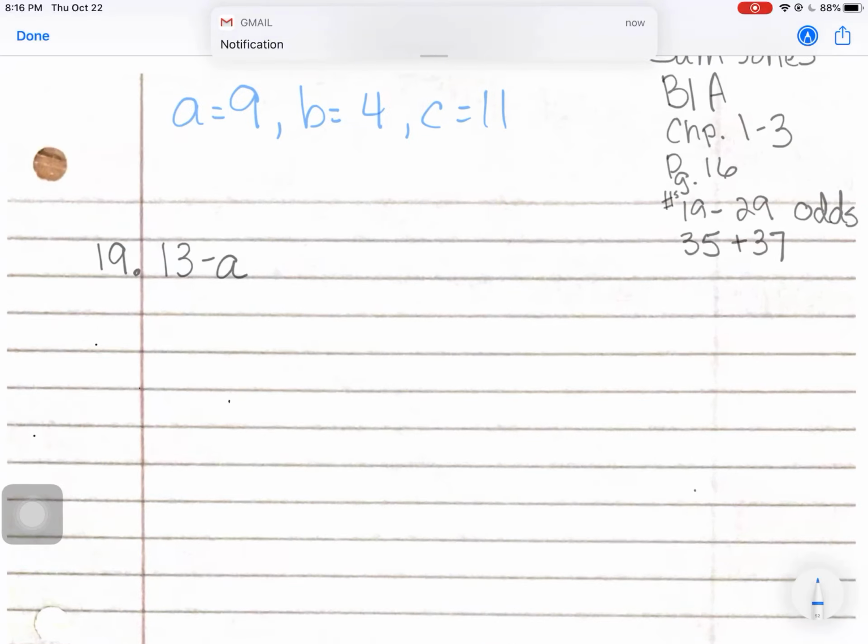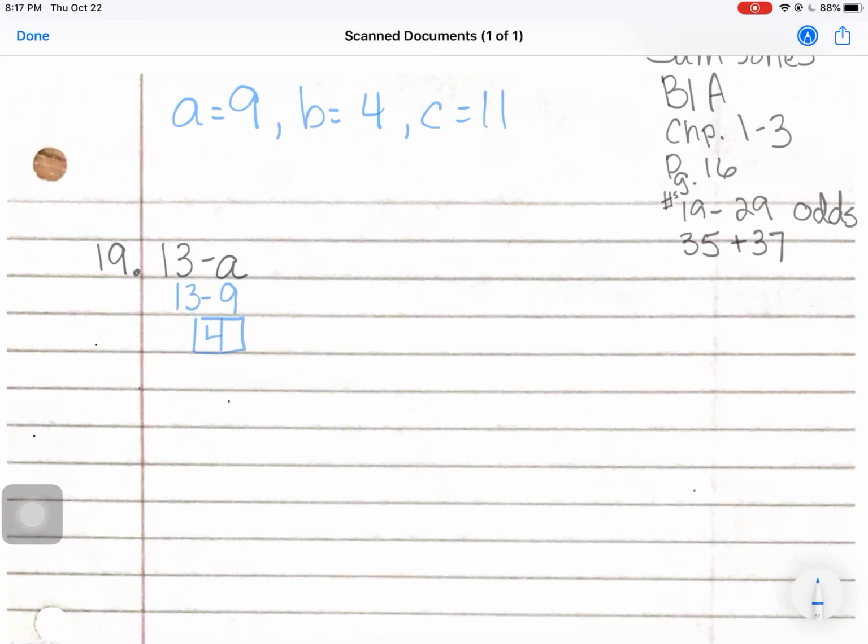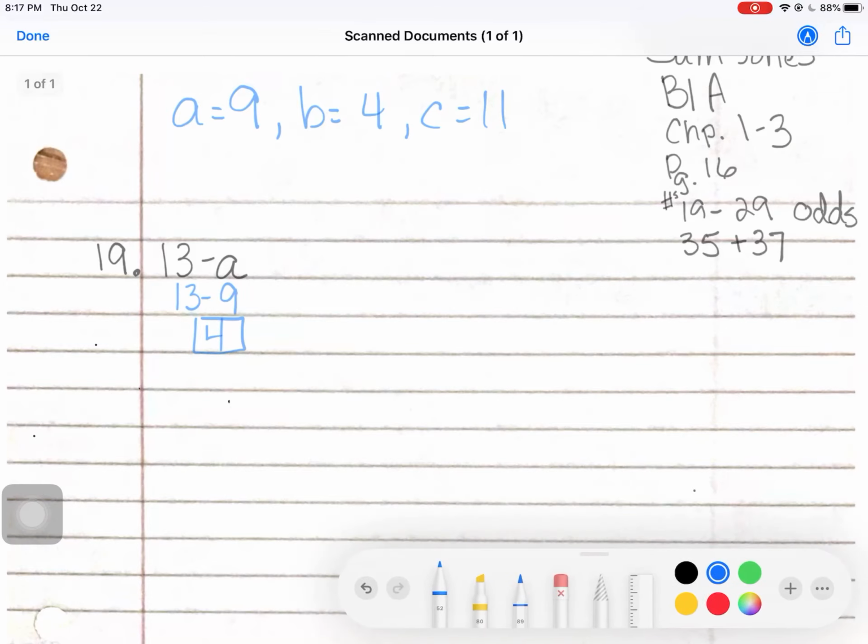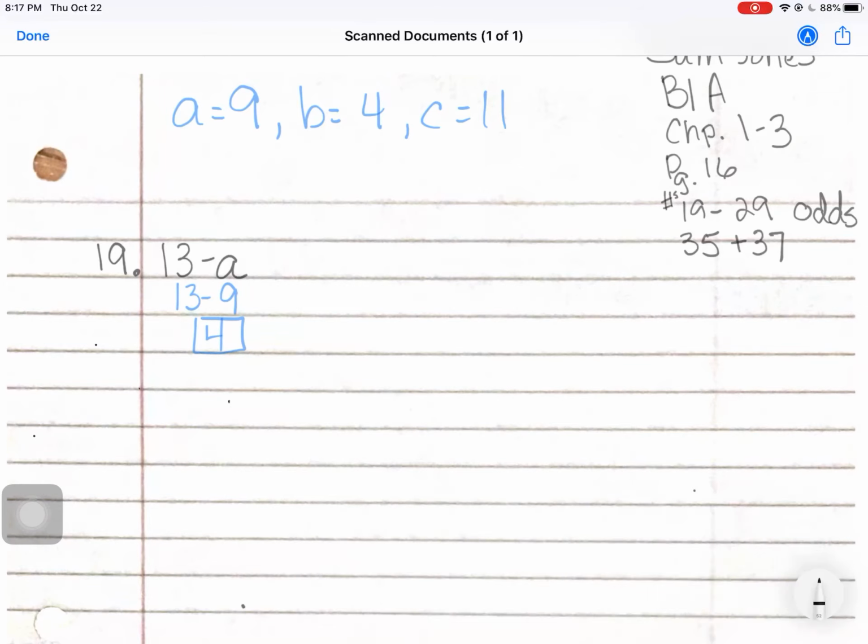All right, so I've got 13 minus A. I see that my A is 9. I'm just going to go ahead and fill that in. 13 minus 9, and I have got an answer of 4. If you got 4, great job. If you didn't, you messed something up. Maybe you put the wrong number in. Go ahead and fix it.